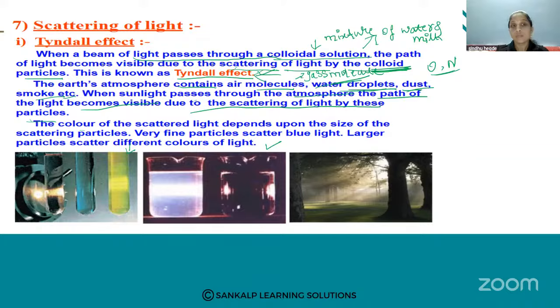See here, when sunlight passes through our atmosphere, the path of the light becomes visible. This is due to scattering of light. Scattering of light ಆಗೋದ್ರಿಂದನೇ ಯಾವ path ಅಲ್ಲಿ light ಮೂವ್ ಆಗ್ತಾ ಇದೆ ಅನ್ನೋದು ನಮಗೆ ವಿಸಿಬಲ್ ಆಗುತ್ತೆ.